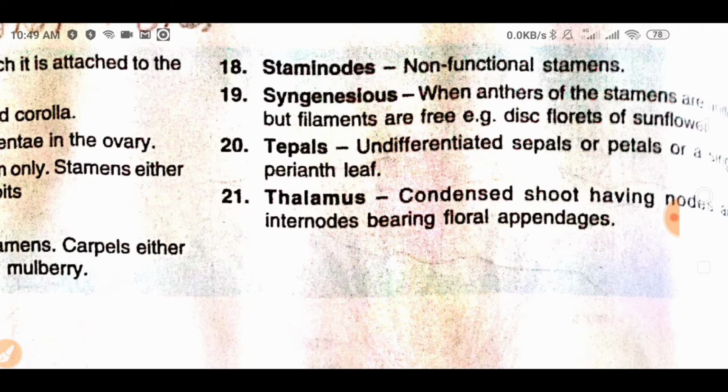Syngenesious condition is when the anthers of the stamens are fused but the filaments are free. Okay, syngenesious condition: anthers are fused but filaments are free. Tepals, undifferentiated sepals or petals. Thalamus, condensed shoot having nodes and internodes bearing floral appendages.